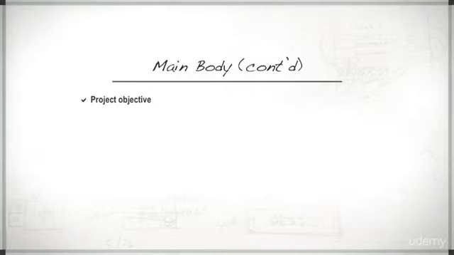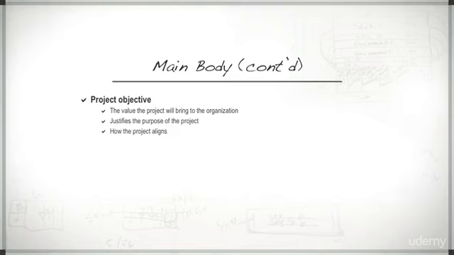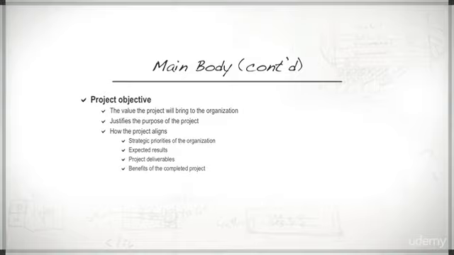The project objective explains the value that the project will bring to the organization and justifies the purpose of the project. You should address how the project aligns with the strategic priorities of the organization, the expected results, the project deliverables, the benefits of the completed project, and any problems the project will resolve.